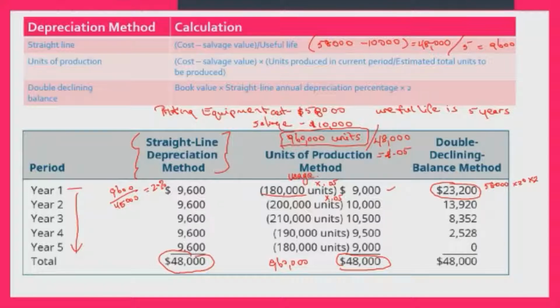Now the book value for year 2 wouldn't be 58,000. It will be 58,000 minus 23,200.